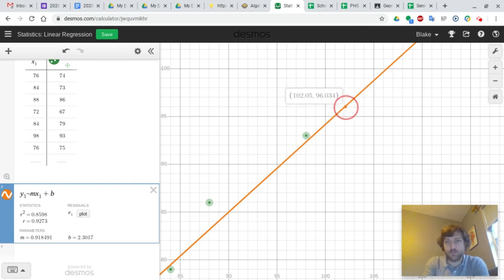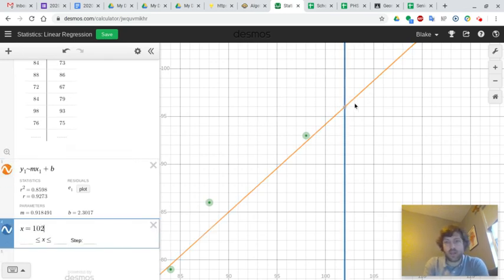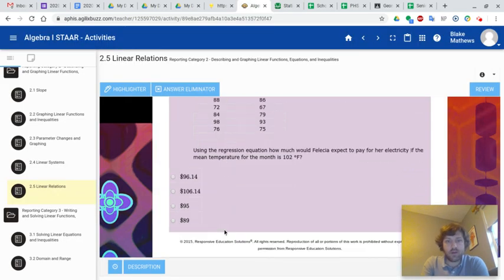So you see how I'm hovering, and I can see that there's a 102, and it's like around 96 when I'm at 102. Another way to do that is to type x equals 102, and you'll get a good estimate. So it's just about 96. So we'll look, and all I'm doing there is looking at this point where the 102 crosses my orange line. And so 95 seems too low, so let's pick 96.14 as our answer.